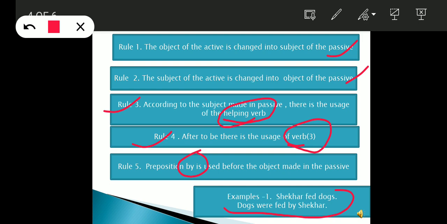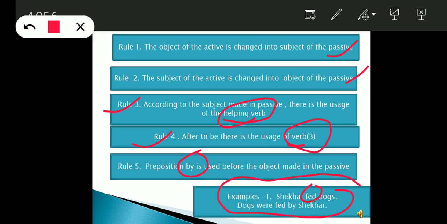If we take these examples: Shekhar fed dogs. Fed is the form of verb. This is an active voice because Shekhar is doing some work. Now the passive of this sentence would be, dogs were fed by Shekhar. If you see, dogs were fed means dogs are not doing any action. Some action is being done on dogs. Here the second sentence is in passive voice, and the first sentence is in active voice.